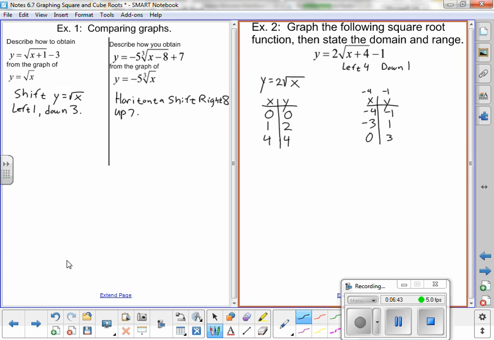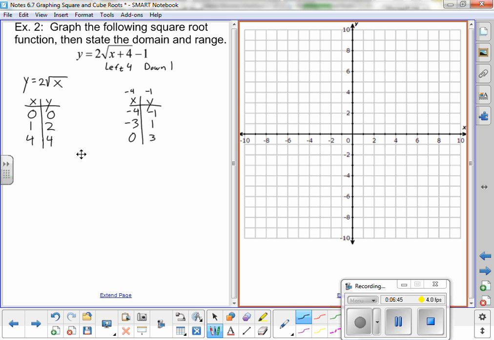So I'll graph this first one in red. So 0, 0 is right here. 1, 2 is right here. And then 4, 4 is up here. Now I'm going to make this dashed because that's not my actual graph. Try to connect all three of those dots, kind of like you're making half a parabola.